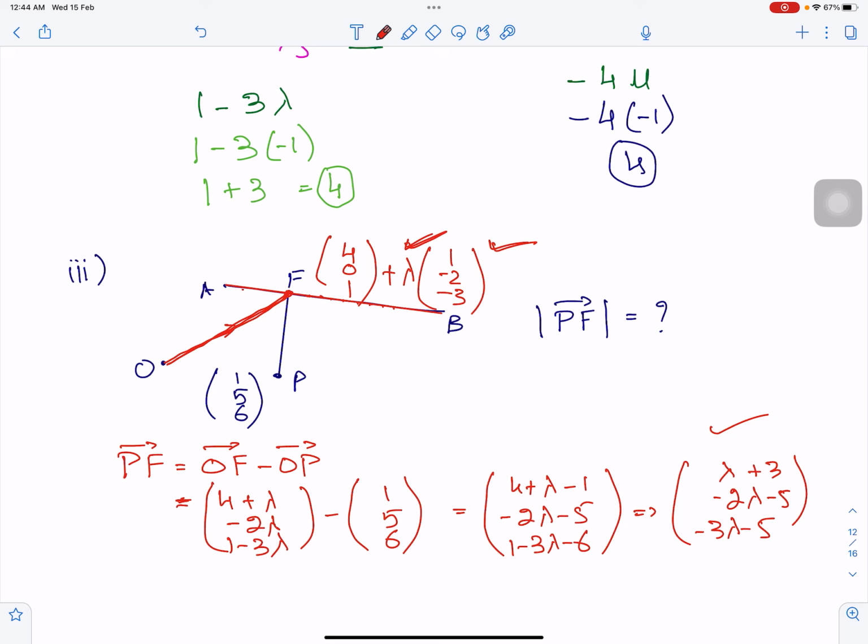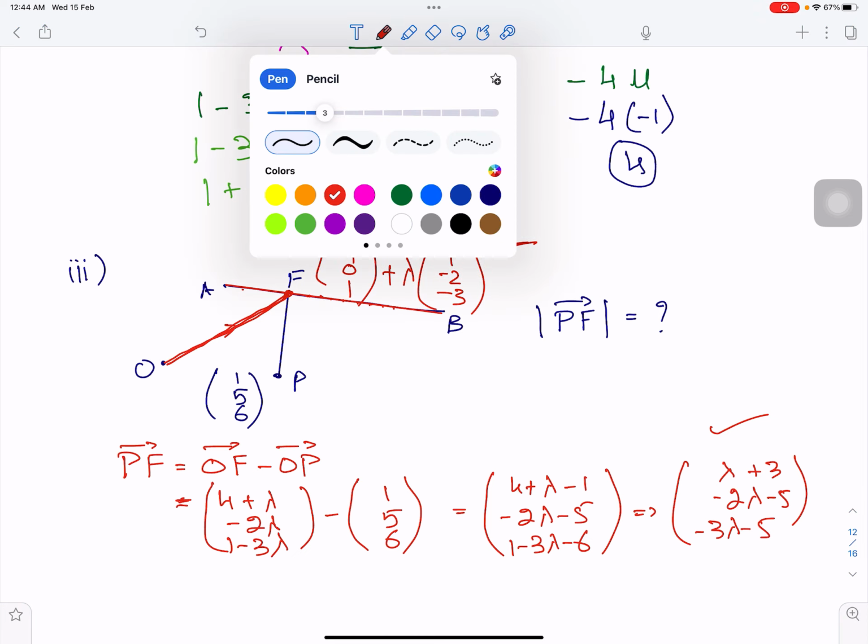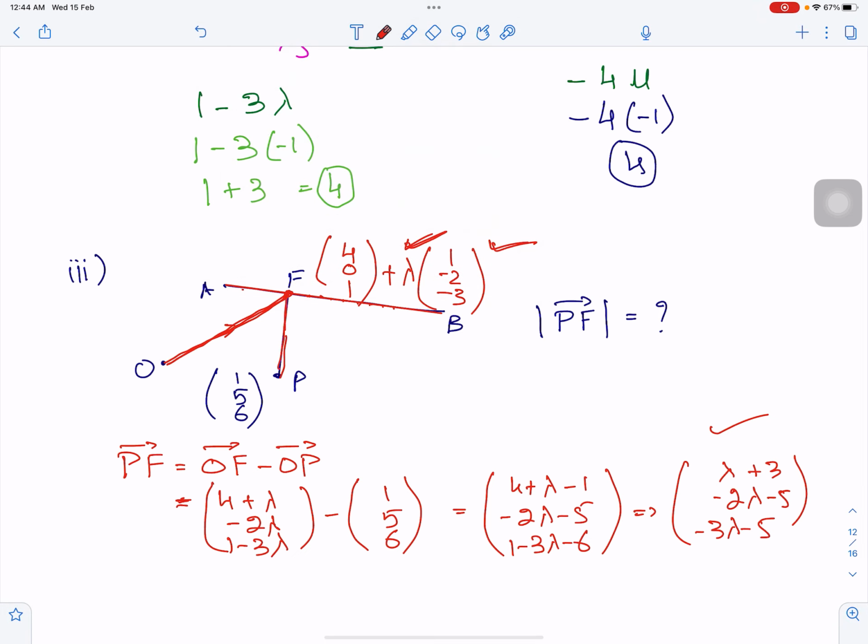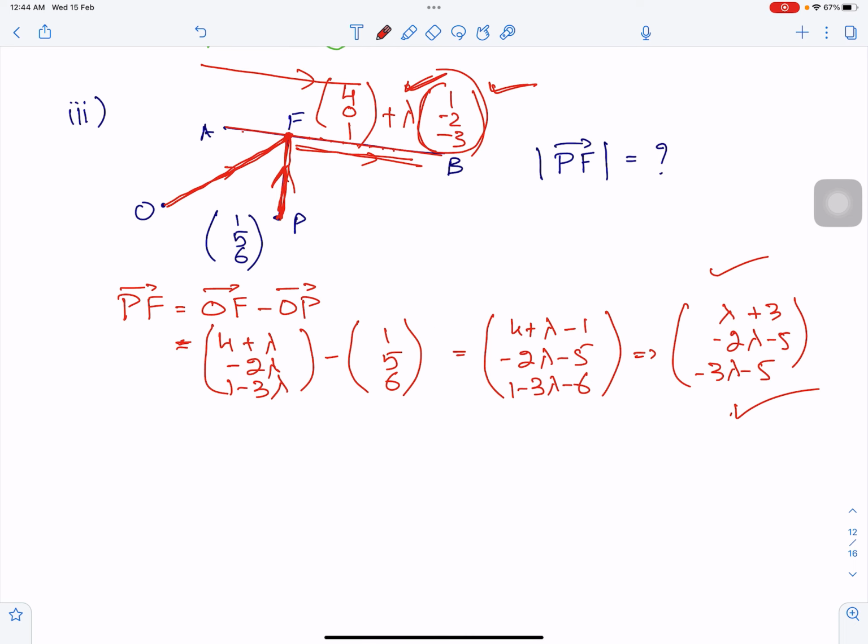Now how will I find this value of lambda? This is the question. Now if you see here, this PF and this direction of the line are making 90 degrees. I'm repeating, PF I have and the direction of the line is here. So I will take a dot product of these two. So I will say vector PF dot with 1 minus 2 minus 3 will be equal to 0, because the dot product of perpendicular vectors is equal to 0.